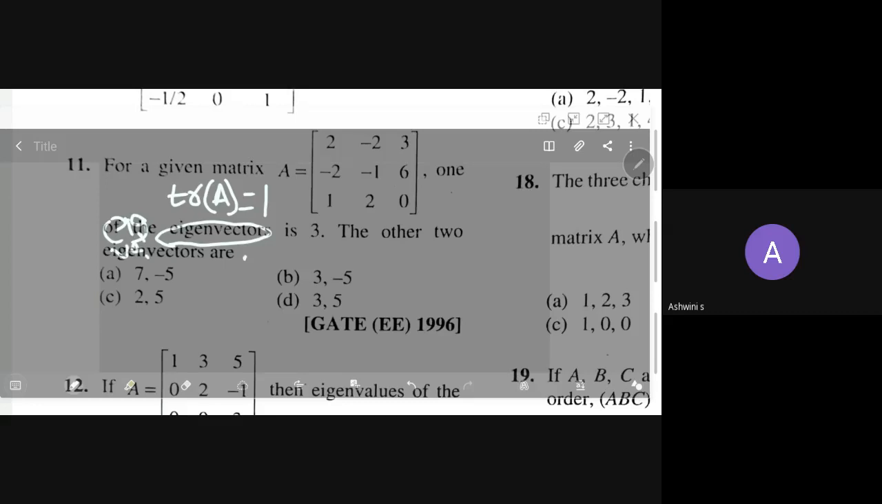So 3 plus 7, 10 minus 5, this is not a correct choice. 3 plus 3 minus 5, that is 1. This may be a possible one, we need to check this. Then 3 plus 2 plus 5, this is not a correct choice. 3 plus 3 plus 5, this is not a correct choice. Sum of the eigenvalues. So the correct choice is 3, 3 minus 5. The sum is 1, it is trace of A. So the correct choice is that.